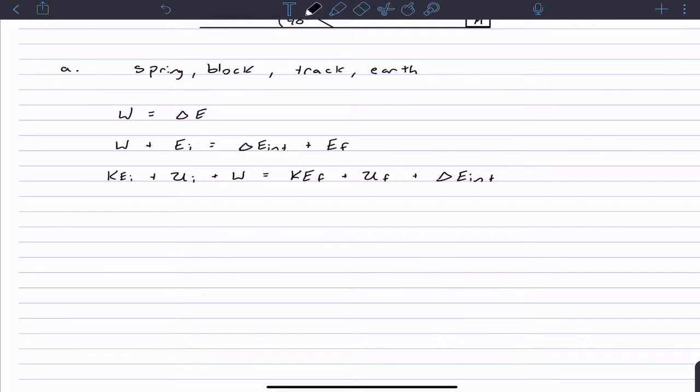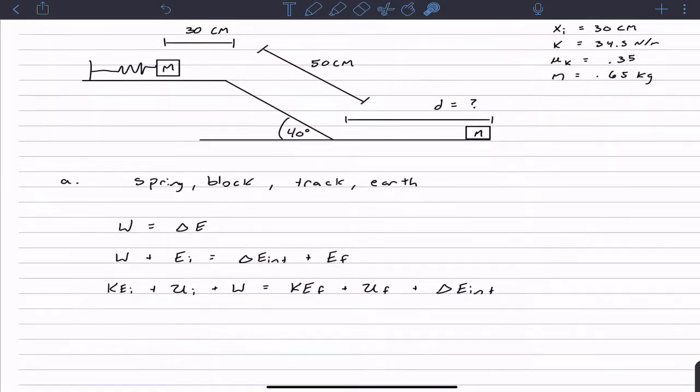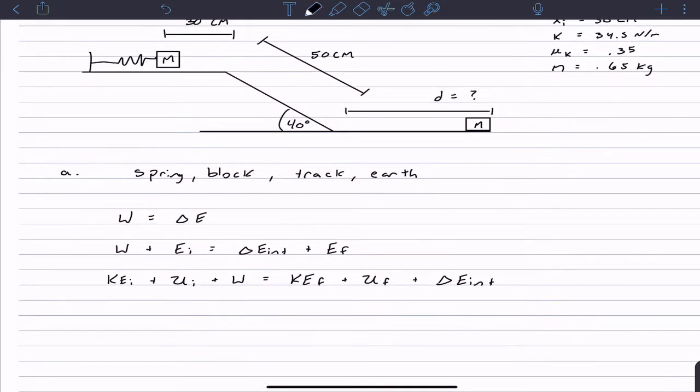And then, okay, so now we're going to have pretty much the kinetic energy of the block is just one thing, but then we also have two types of potential. We have potential for the spring and potential for the gravitation, right? So that means that we have KE initial plus, we'll just call this gravitational initial potential, and then we have elastic initial potential plus work is equal to kinetic energy final plus possible gravitational potential final, possible elastic potential final, plus this change in internal energy, we're told also in the book.